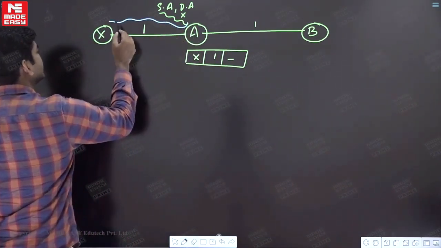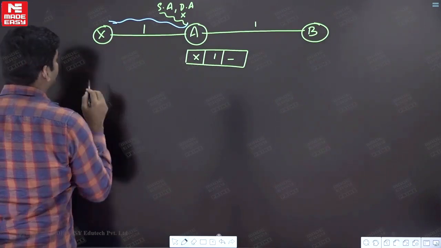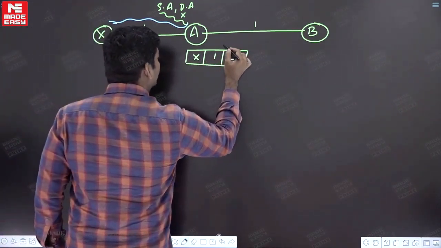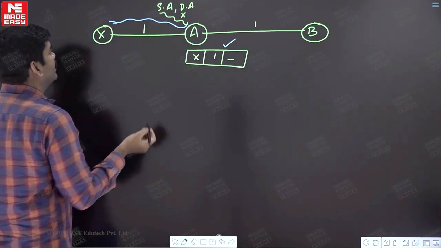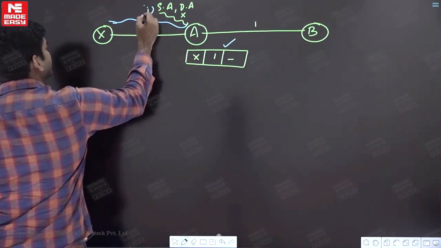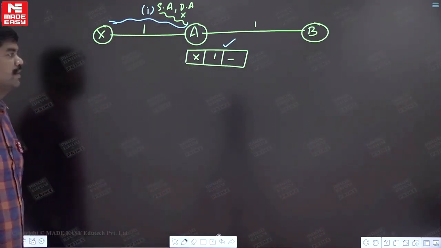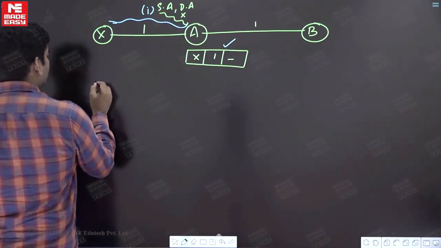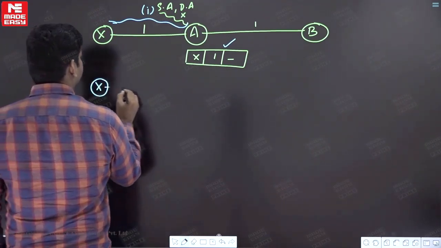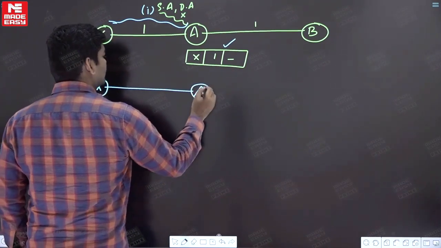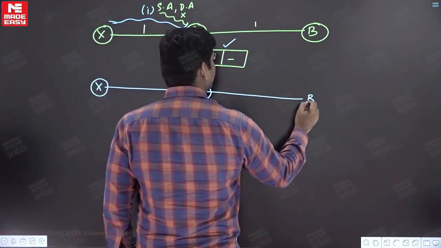Does the packet reach X? Yes. So is this table right or wrong? It is correct. So here we don't have any problem. So this is case 1. So data has reached safely. Say for example, now this particular diagram, suppose X is connected to A, then connected to B.